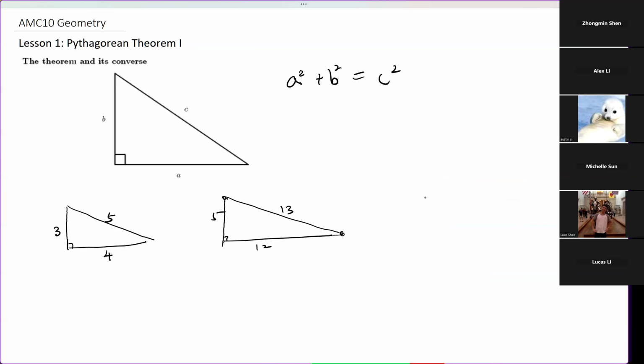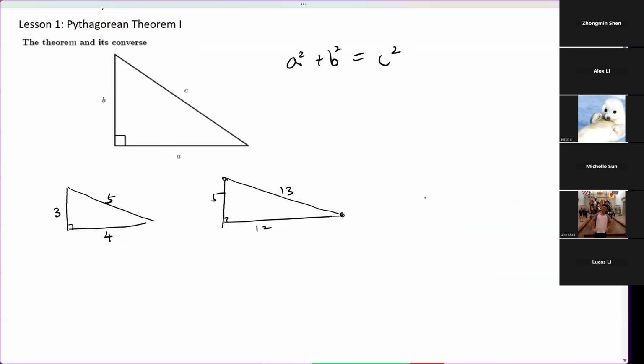Then maybe someone will pay more attention and ask the question, is this always true? Because you see that the hypotenuse, 5 squared, is 3 squared plus 4 squared. And here 13 squared is 5 squared plus 12 squared. So when you see this pattern, you ask yourself, hey, maybe this is true in general. Once you ask this question, you are probably halfway to being successful.